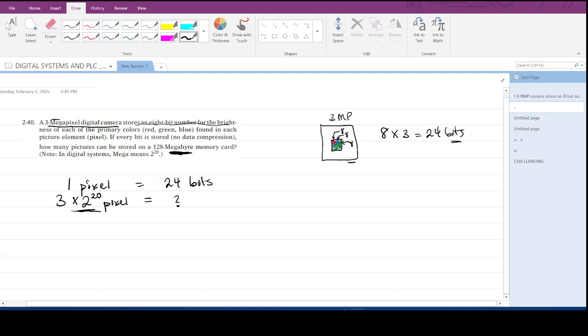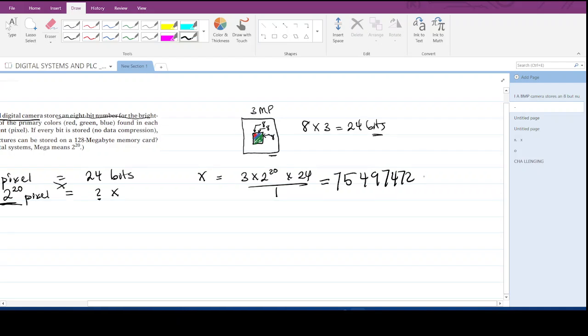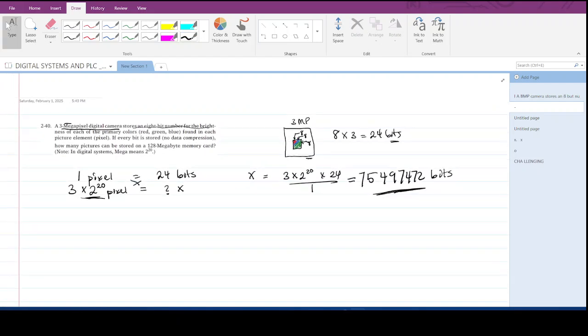So this is just cross multiplication. Let's represent this as x. x is going to be equal to 3 times 2^20 times 24 over 1. We solve this and we're going to get 75497472. Remember that this is in bits. So in one picture, this is the amount of bits I have. So now I have the information of how many bits are in one picture.